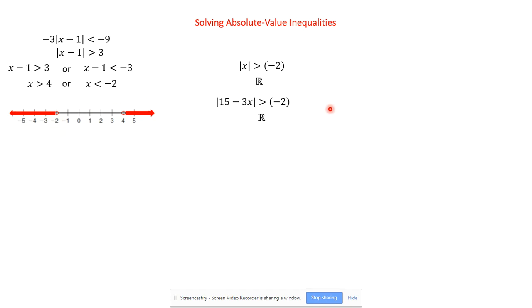And then the same thing happens if it's less than a negative number. What positive numbers are less than negative numbers? None of them. And this also works if it's a much bigger problem on the inside. So if you get an absolute value is greater than or less than a negative number, your problem's done. You just have to figure out, is it all reals or no solution?